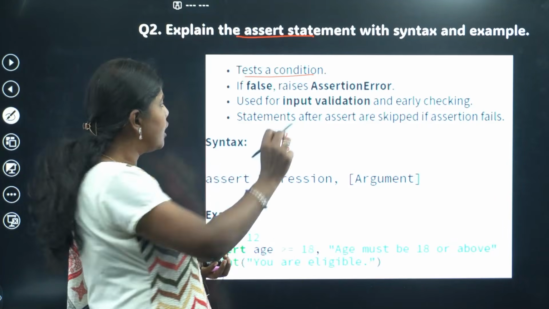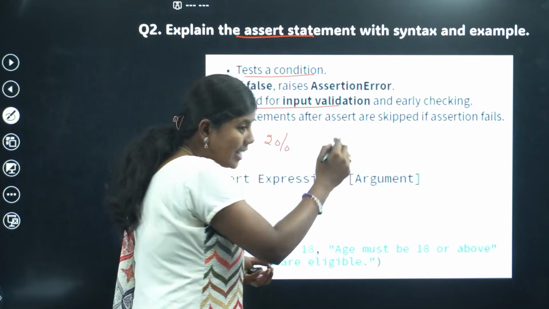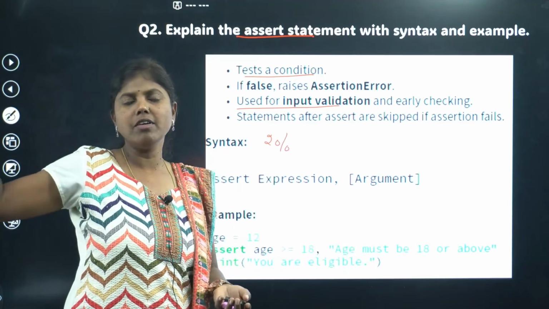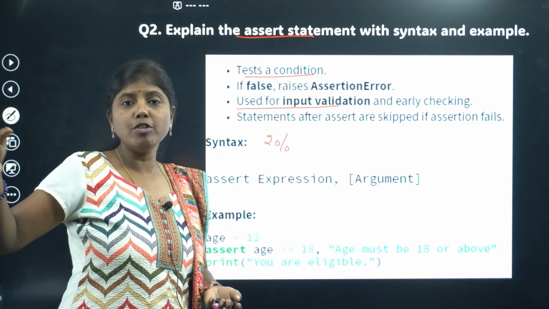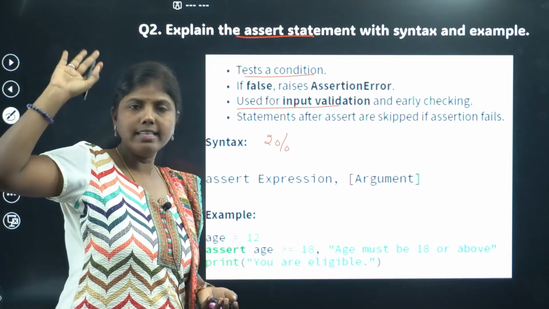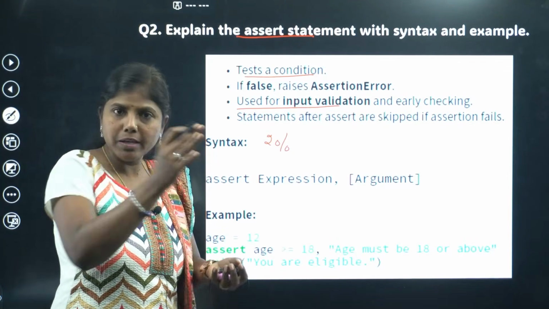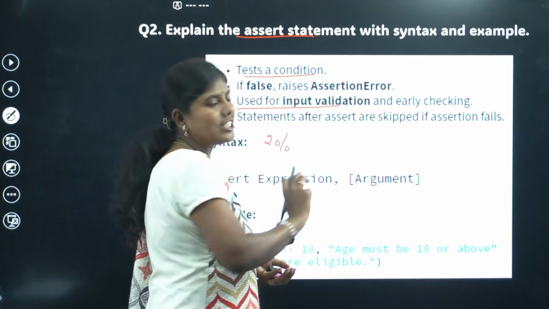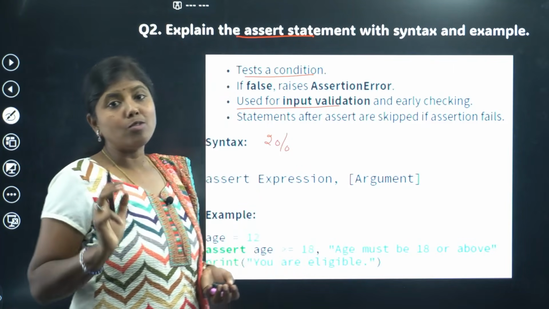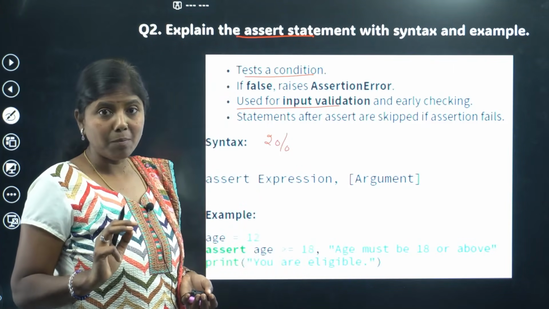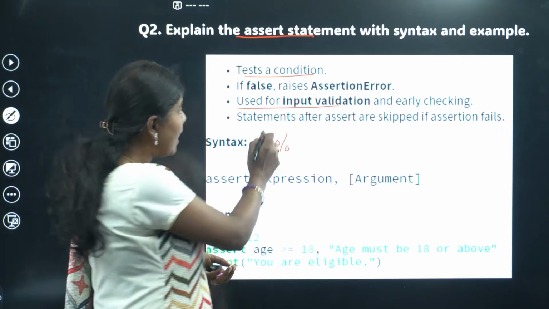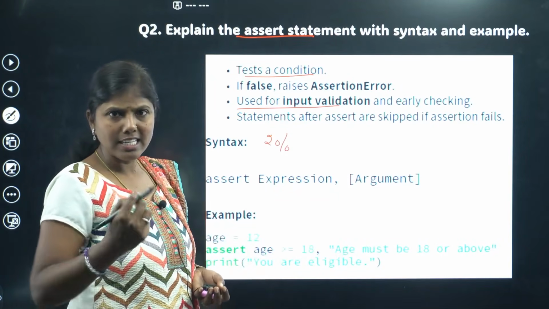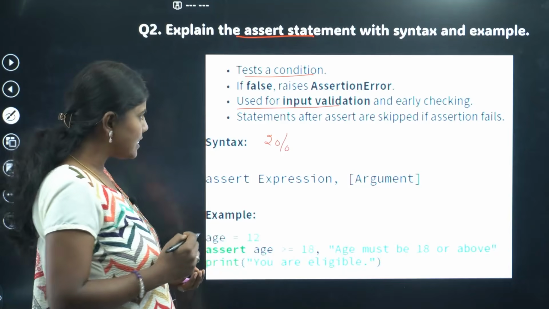Is the point clear? So usually when do we use it? In the beginning itself, as soon as they enter, I don't want to go through each and every statement execution and then tell that he's not eligible to vote. No, in the beginning itself, I have to tell. Input validation and early checking, we make use of these kind of assert statements. Statements after asserts are skipped if assertion fails. Let's take an example now.